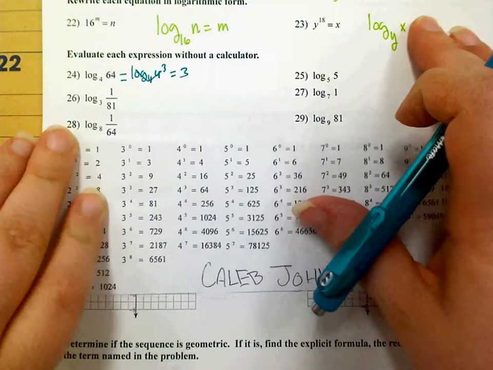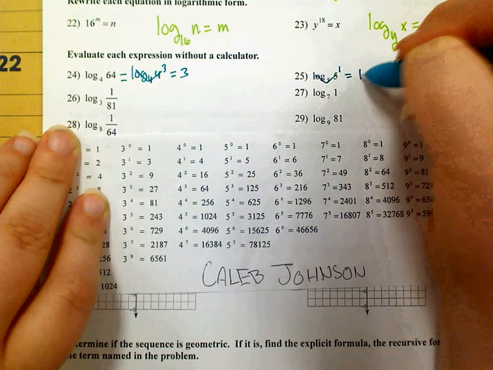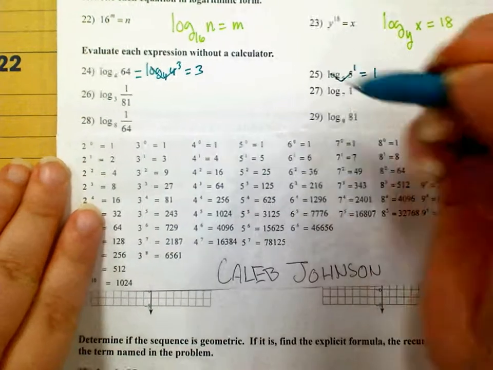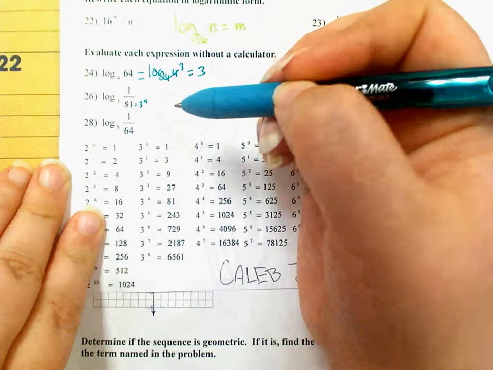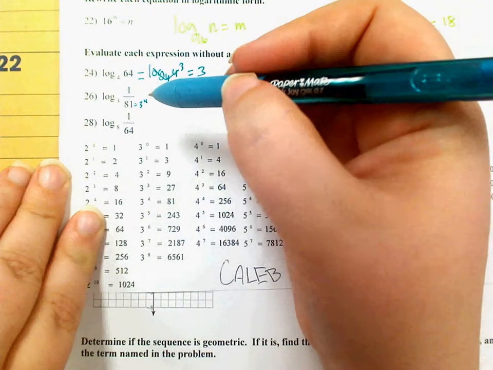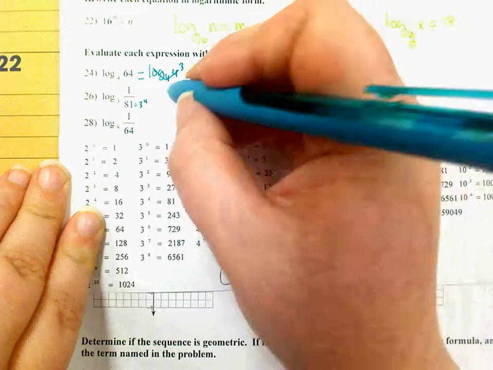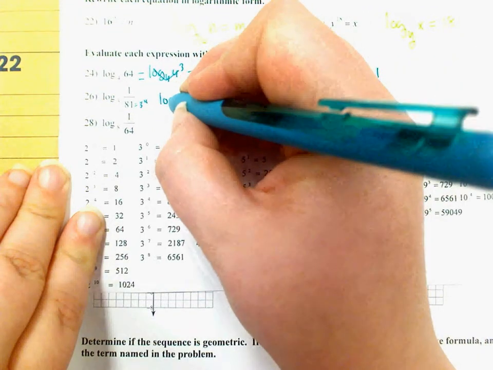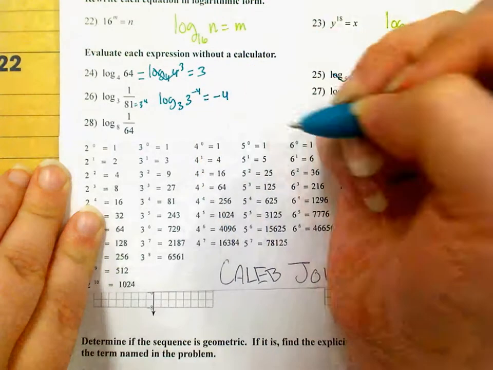Number 25, the power is 1. So if I just simplify that out, I'm just left with a 1. Here, 81 is 3 to the 4th, but the answer is not 4 because then that would be no different from log base 3 of just 81, not 1 over 81. So I have to bring it up as a negative power. So it's log base 3 of 3 to the negative 4th, which means it is just negative 4.